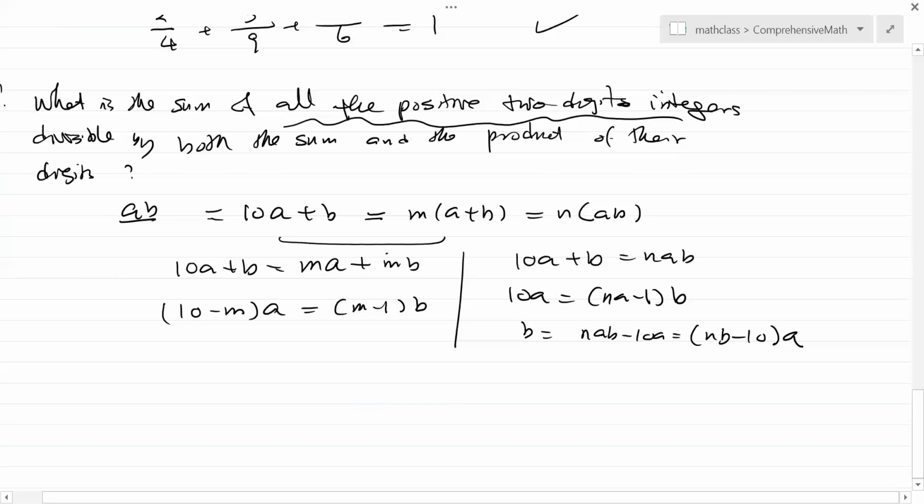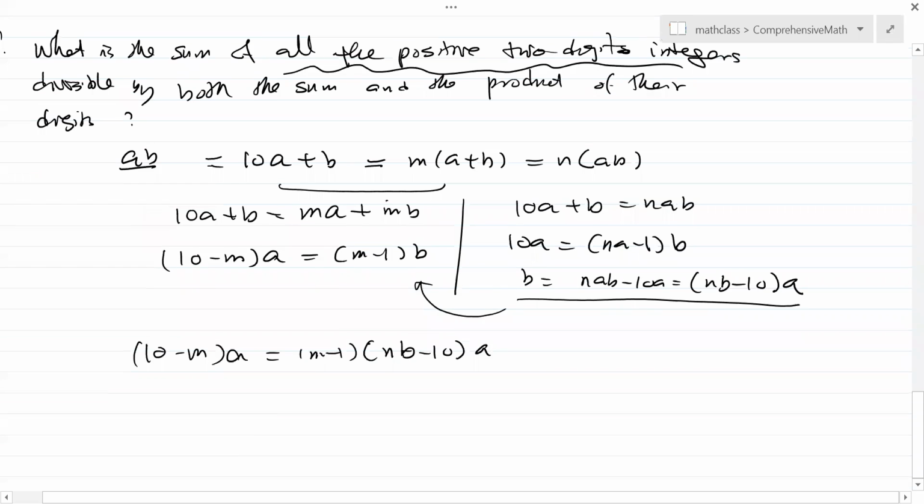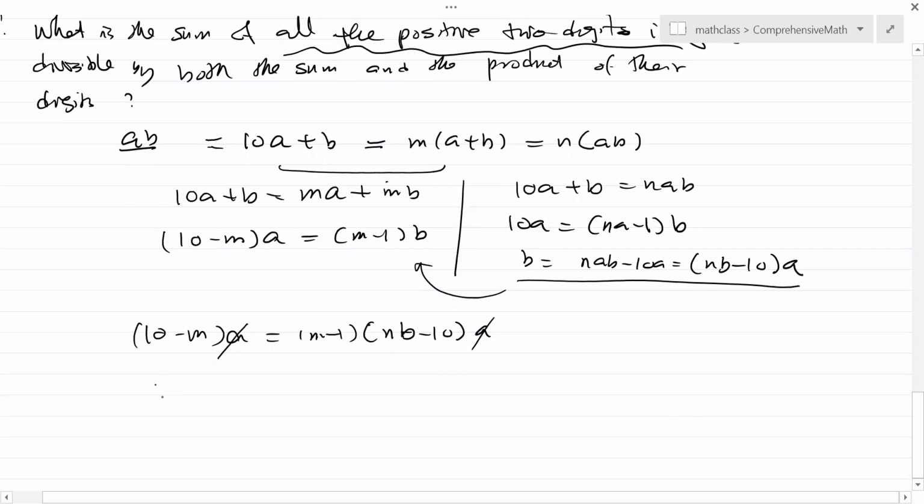Yeah, that's probably not good enough. But when I look at this, it's a very useful identity actually. When I look at this identity, I can put it here. So 10M A equals N minus 1, and the B is replaced by NB minus 10A. Then you see this A is canceled out because A can never be 0. Remember that first A. So you get a very important identity.